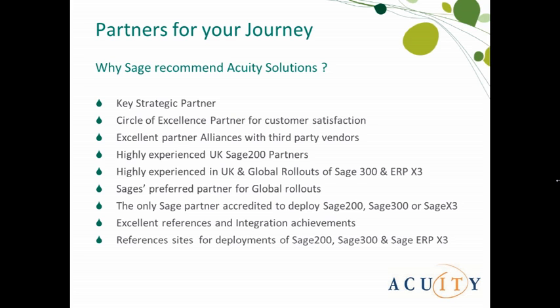Okay, now I've given you a bit of an overview about Acuity Solutions and who we are, but why would Sage recommend Acuity to you as a partner of choice? And I think that the points that you can see on screen here hopefully are key ones. We are a key strategic partner. We've got a relationship with Sage that dates back many years, as I've already emphasized. We've been a Circle of Excellence partner for customer satisfaction. We have excellent partner alliances with third-party vendors. Many of the solutions that we deliver may well involve third-party non-Sage products alongside the core Sage solution.